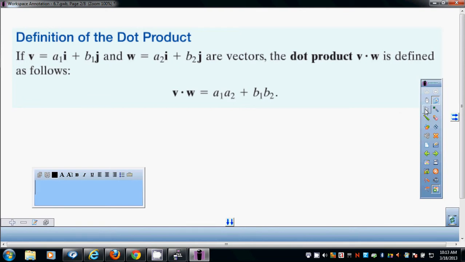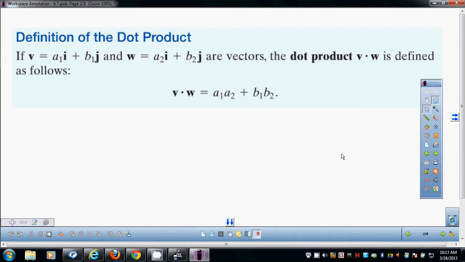No. I would just write down dot product of two vectors and then write down that little formula at the bottom. That is the formula for the dot product of two vectors. And the dot product is basically when you multiply two vectors together.